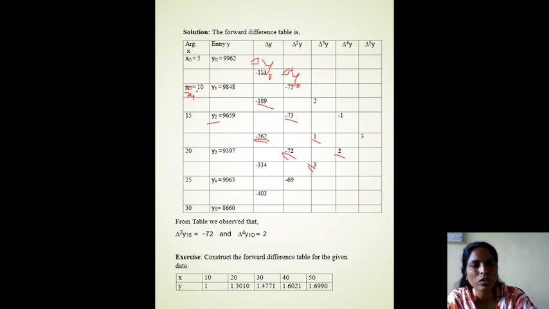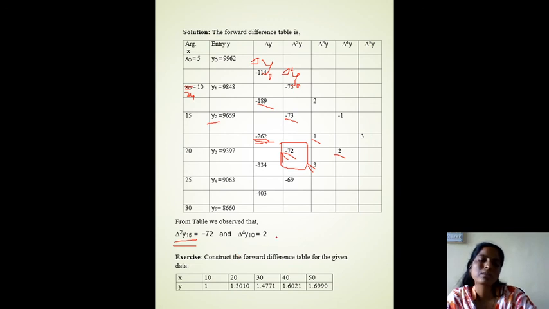Now this is x0, x1, x2. So y suffix 15 means y at x equal to 15. So y at x equal to 15 means this, and we have been asked to find delta square y2. So this is delta y2, and this is delta square y2. So this is nothing but minus 72. So delta square y suffix 15 is minus 72.